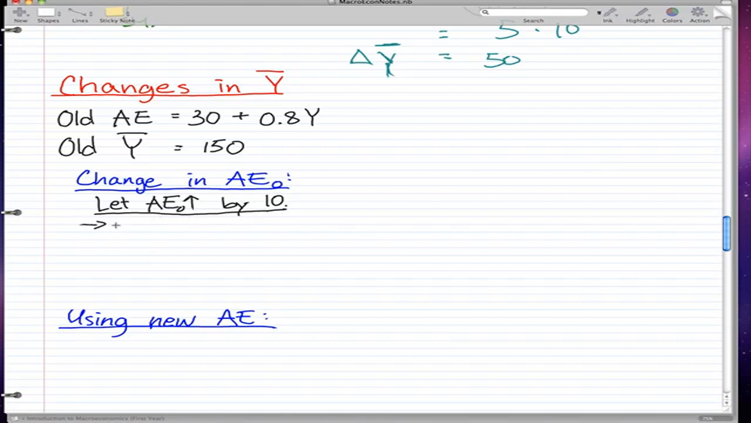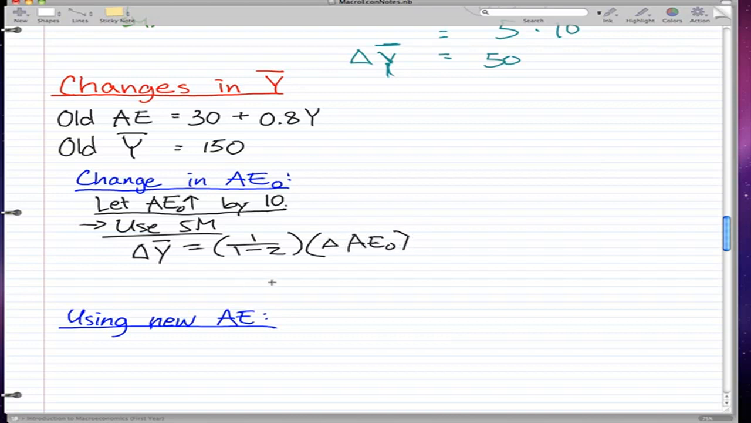So like the last video, we could use the simple multiplier to see what happens. The change in Y bar is simply 1 over 1 minus z times the change in AE naught, and that will equal 5 times 10, or 50. We went through this in the last video, and it should be very clear to us by now.